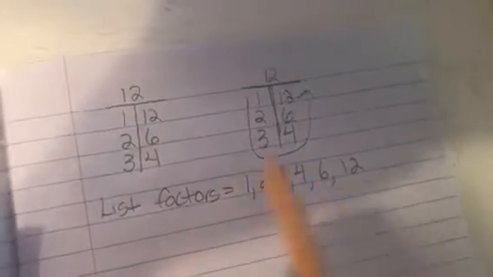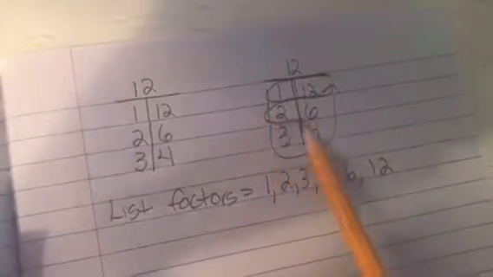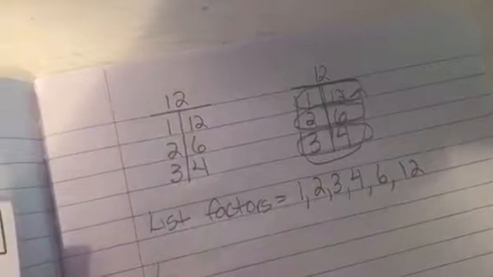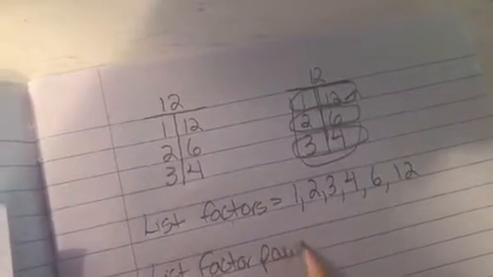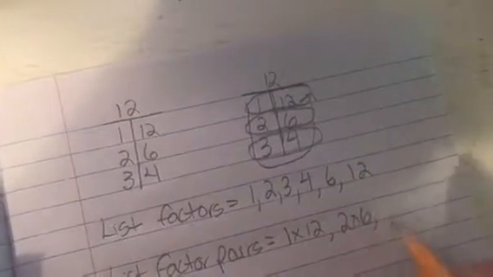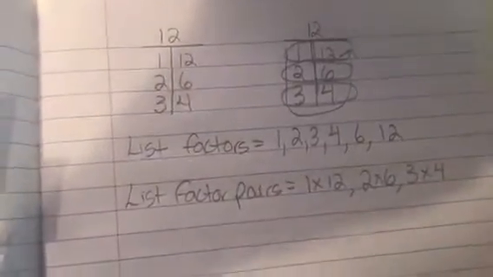If you're going to list factor pairs, the factor pairs are exactly right across from each other in your T-chart, which makes it really handy. So if it was to list the factor pairs, you're going to go 1 times 12, 2 times 6, and 3 times 4. Those are your factor pairs. Okay, so we're going to do one more.